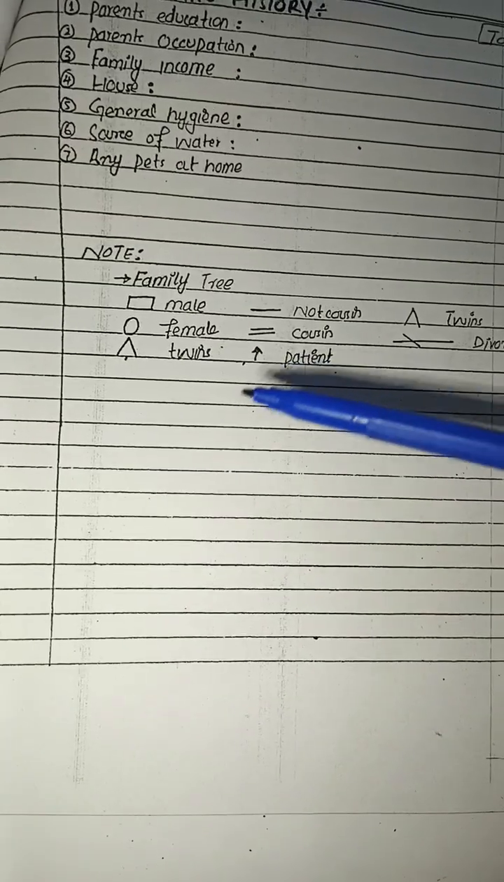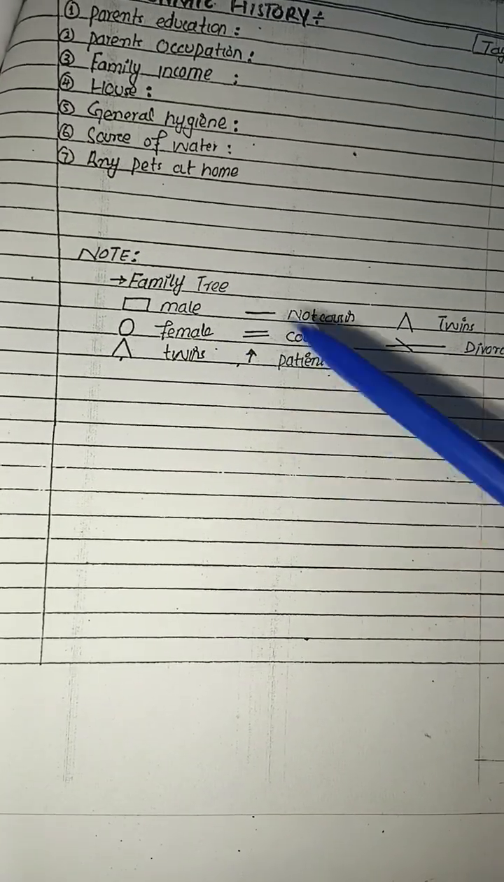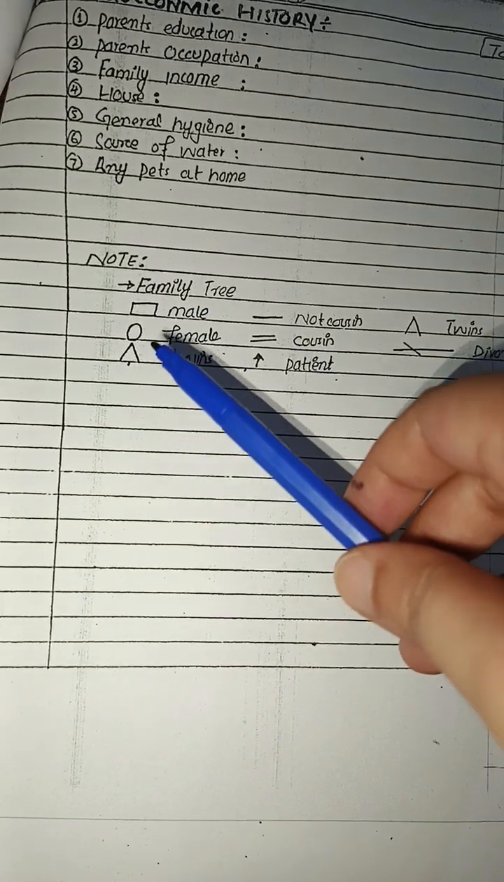And in the family tree, square is used for a male baby, and for a female baby circle is used. For twins, this sign is used.